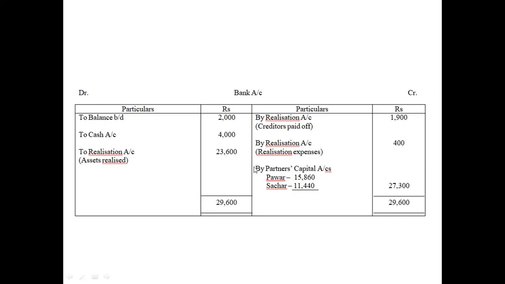You already know that in case of dissolution, the bank or cash account acts like a balance sheet. A balance sheet will not be prepared because the firm doesn't exist anymore. So this is the case of dissolution. Hence, there will be no preparation of a balance sheet in case of dissolution, but the bank or cash account acts like a balance sheet.